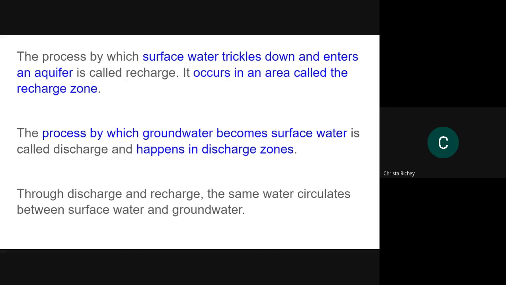And as you're moving between surface and groundwater, you've got filtration going on, which can remove impurities.